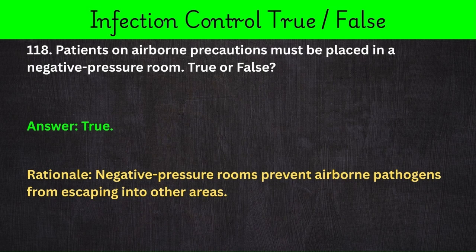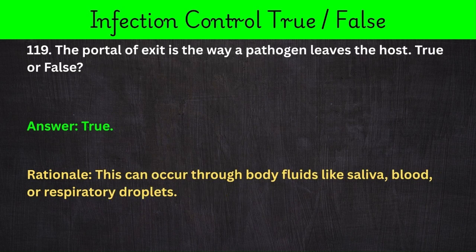True or false? Answer: true. Rationale: negative pressure rooms prevent airborne pathogens from escaping into other areas. 119. The portal of exit is the way a pathogen leaves the host.